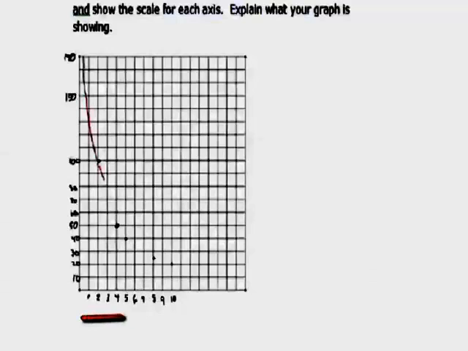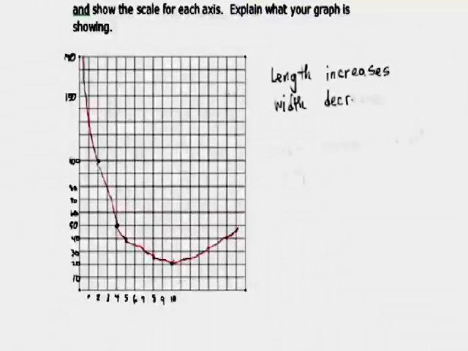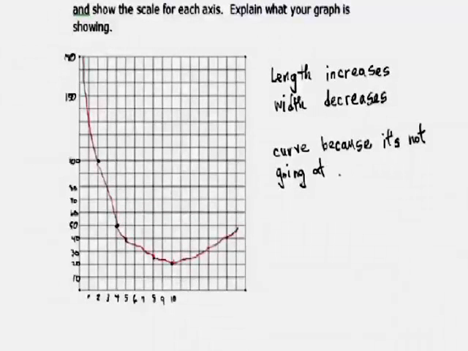As I look at my graph, I can see that as the length increases between 0 and 10, the width decreases. But once I get to 10, then my graph starts to go up. And it doesn't decrease in a straight line because it's not decreasing at a constant rate.